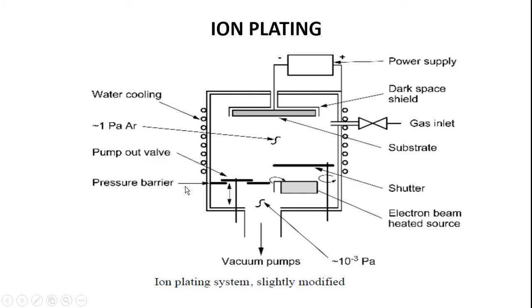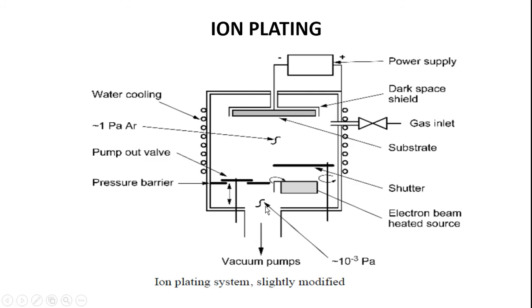So this is the schematic diagram for ion plating. This is the chamber in which the process takes place, and this is the shutter and shutter operating mechanism. The shutter can be moved in either direction. This is the source in which an electron gun is provided, so that the electron gun hits this target. This is the electron beam heated source, and the electron beam is shown here.